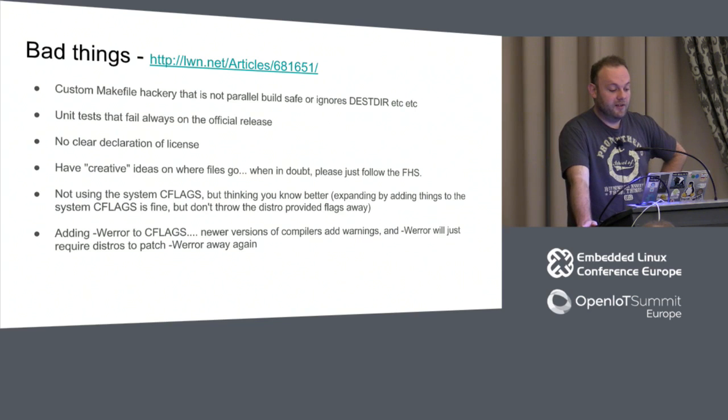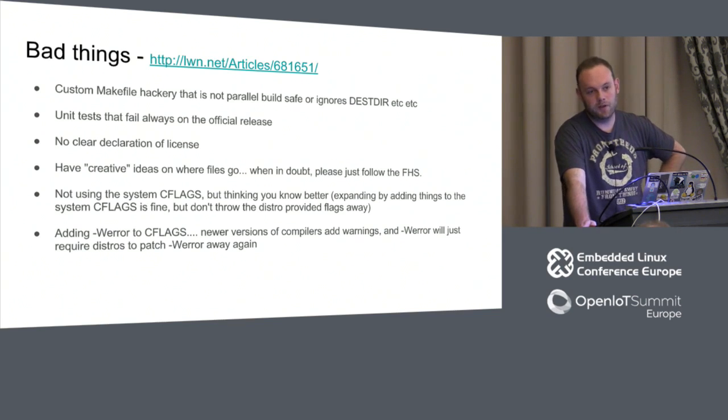And related to DESTDIR, people have created their own ideas of where files go, libraries in bin, binaries in /lib, etc. When in doubt, please follow the FHS, to which I will say a subset of the FHS, because the FHS allows /opt, which is a free-for-all. So ignore /opt and please stick to usr, etc., var, and things like that.